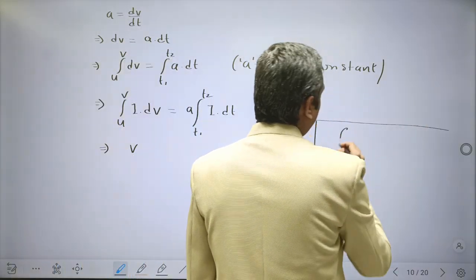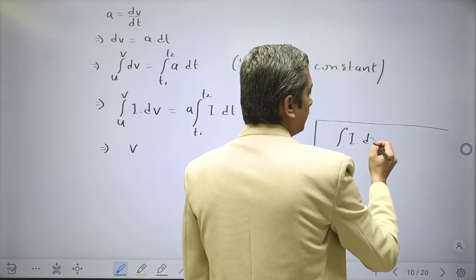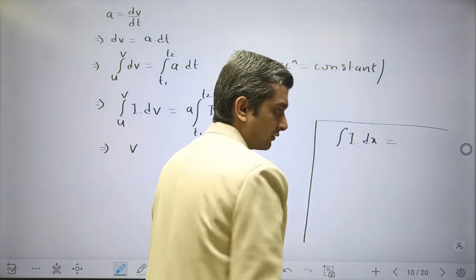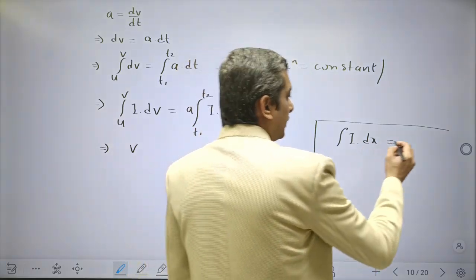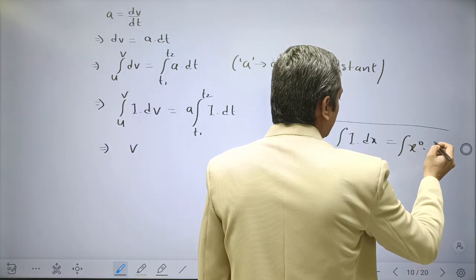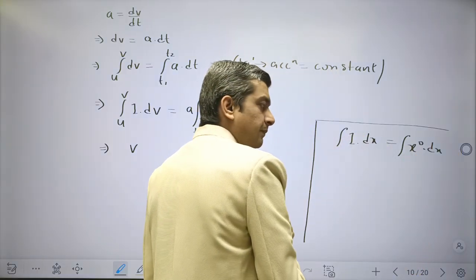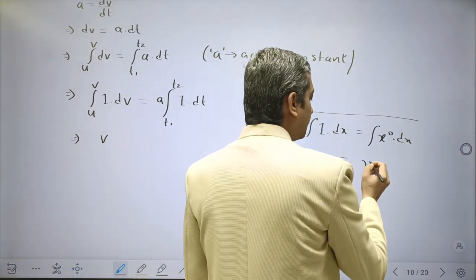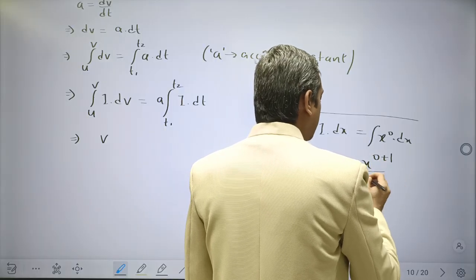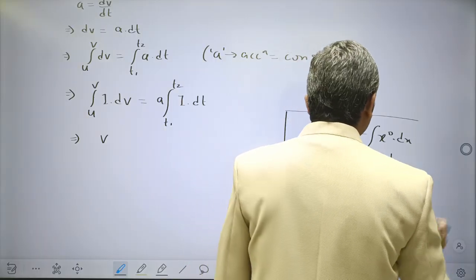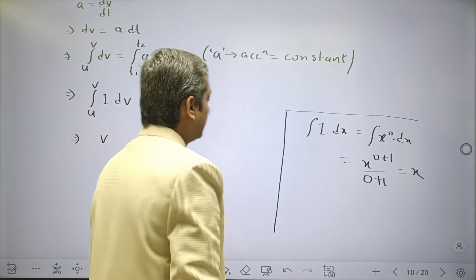Listen, many students get confused about what is the value of 1 dx. So dear student, this 1 can be written as x to the power 0, because anything to the power 0 is 1. Now apply the formula x to the power n plus 1 by n plus 1. So this will be x. So integration of 1 is x.